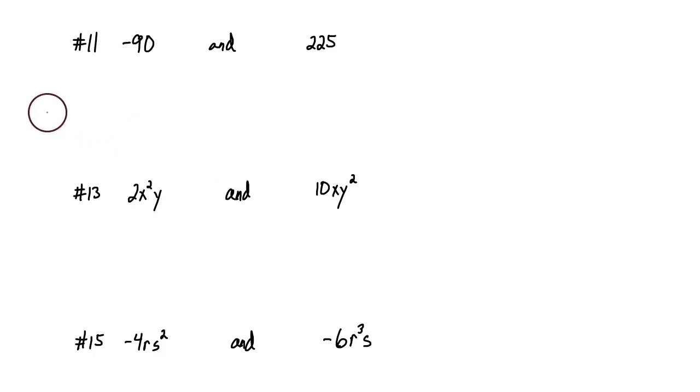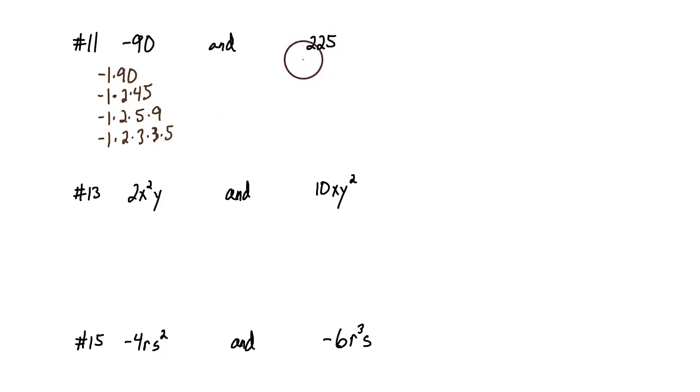Number 11. Let's find the prime factorizations to help us to get the GCF and LCM. The number negative 90 is equivalent to negative 1 times 90. In turn, this is equivalent to negative 1 times 2 times 45. This is equivalent to negative 1 times 2 times 5 times 9. And this is equivalent to negative 1 times 2 times 3 times 3 times 5, where the 3 times 3 is replacing the 9.